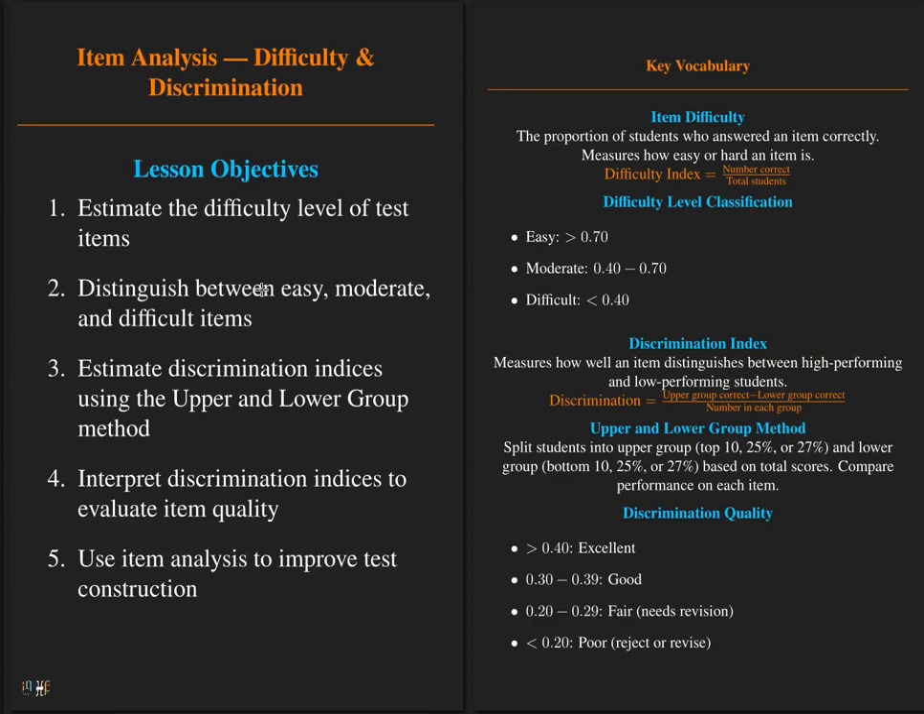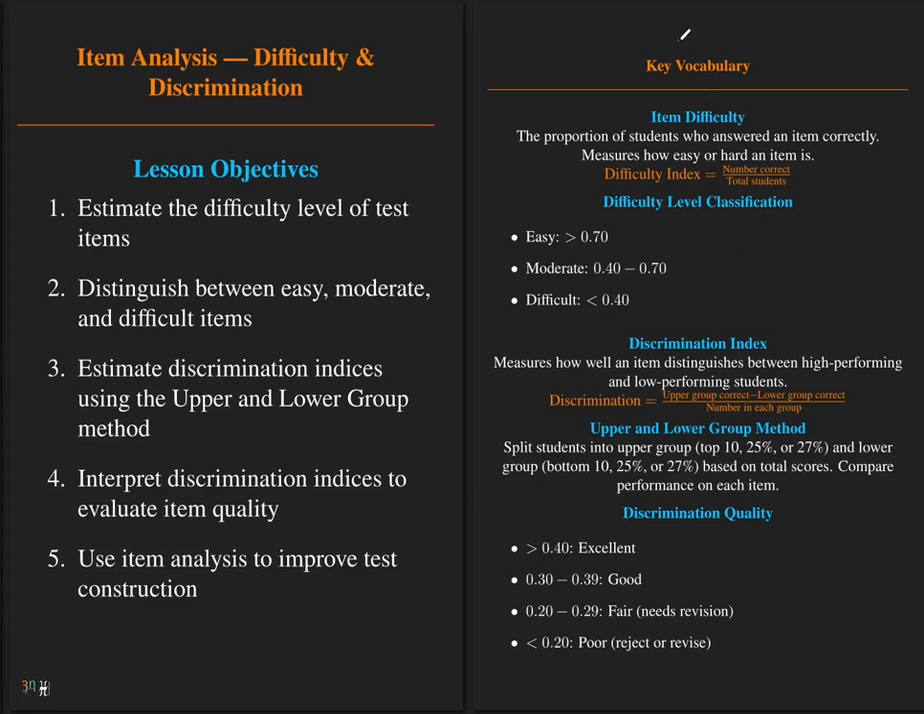In this lesson, you'll be solving a question, and by the end of the question, you should be able to estimate the difficulty level of test items. You should be able to distinguish between easy, moderate, and difficult test items. You should be able to estimate discrimination indices using the upper and lower group method, interpret discrimination indices, evaluate item quality, and finally, use item analysis to improve test construction.